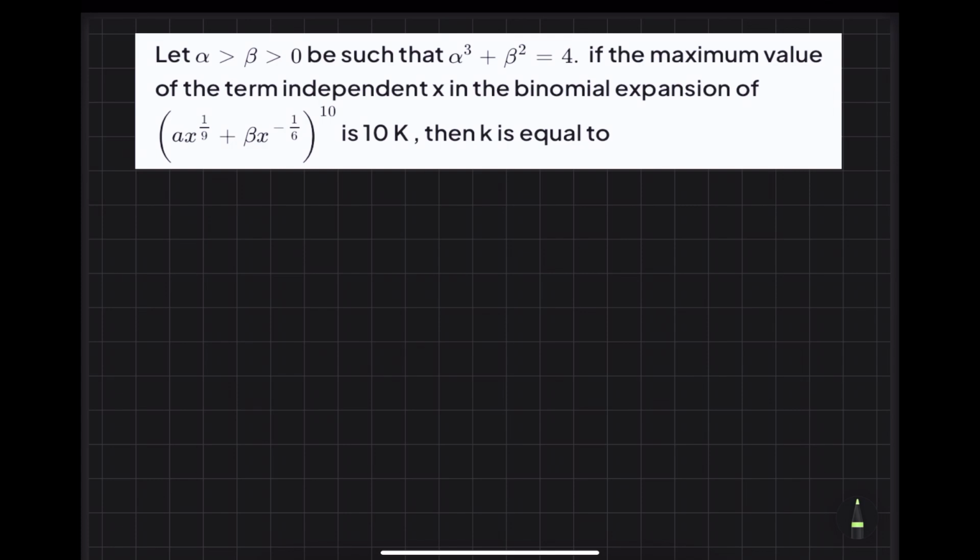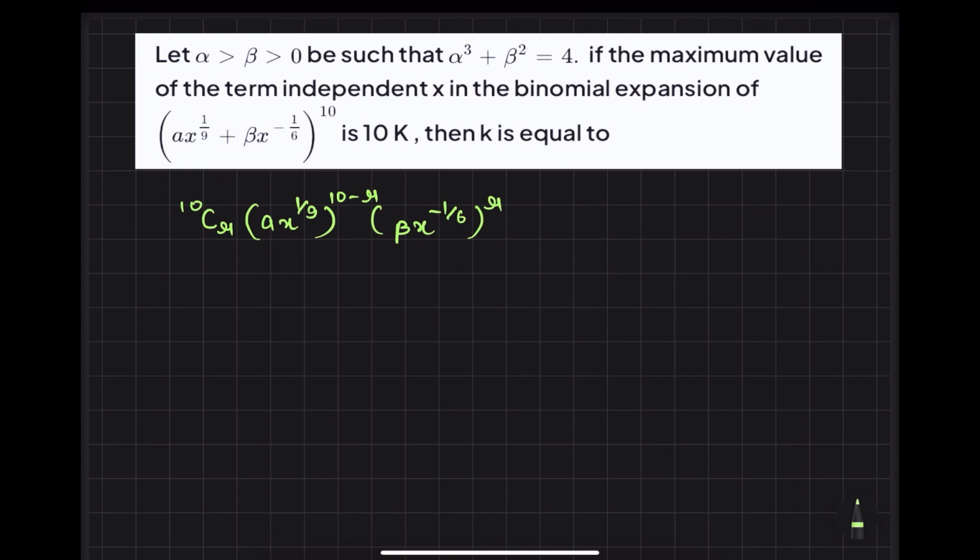So what we will do, we will go with 10CR. We are assuming that the term in which C carries lower subscript R will contribute to the term independent of x. So look at this. Sorry, it is alpha x power 1 by 9, and beta x power minus 1 by 6 will carry power R, and this will carry power 10 minus R.